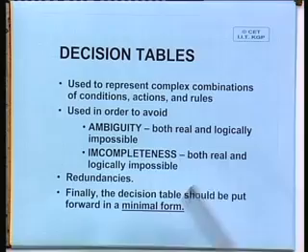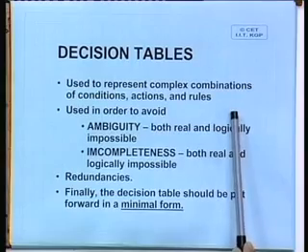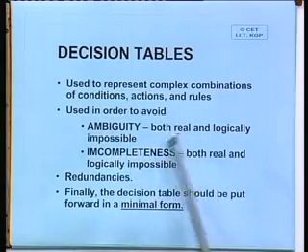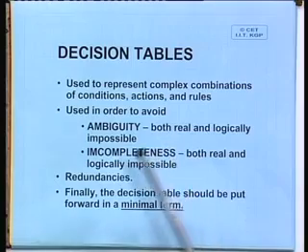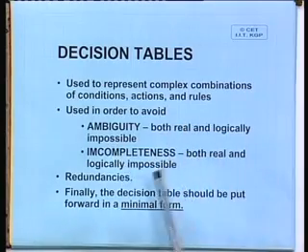So, that is the thing about the decision tables. Decision tables are used to represent complex combinations of conditions, actions and rules, in order to avoid ambiguity, incompleteness and finally redundancies. See, the ambiguity could again be real or logically impossible. You may have an ambiguity which is really there, or you may have an ambiguity which is really not there. That means, although the ambiguity is there, it can never happen.